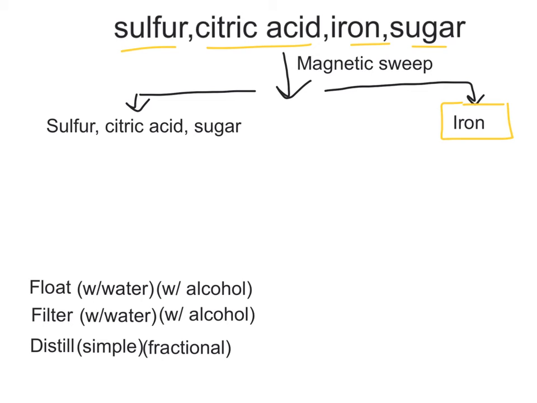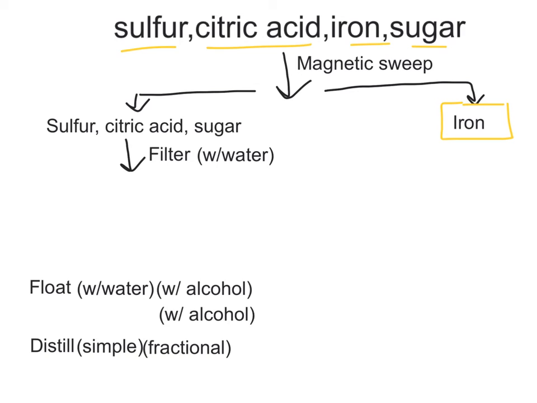To do this, I need to know that some of these things dissolve in water and some don't. Sulfur, for example, is insoluble in water or alcohol, but citric acid and sugar both dissolve in water. So I think I'm going to filter. So I create an arrow and I pull up the procedure filter. And specifically, I want to filter using water because I don't have to use water. I could use alcohol also, and we will later on.